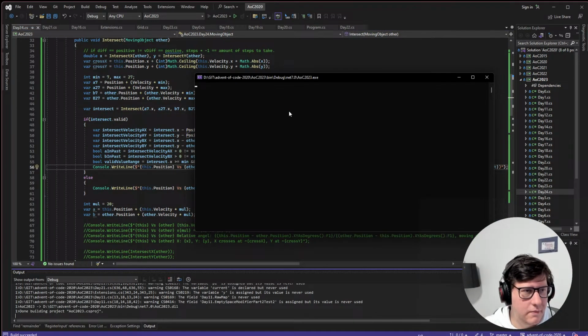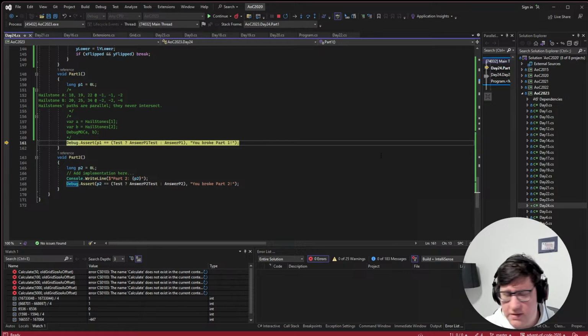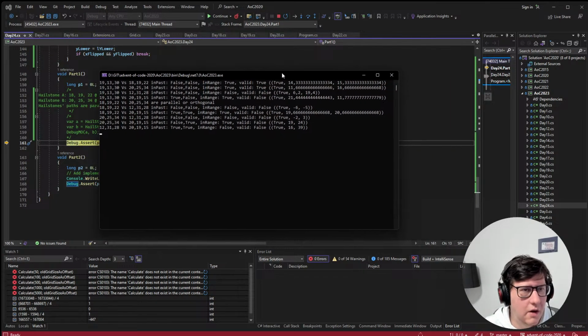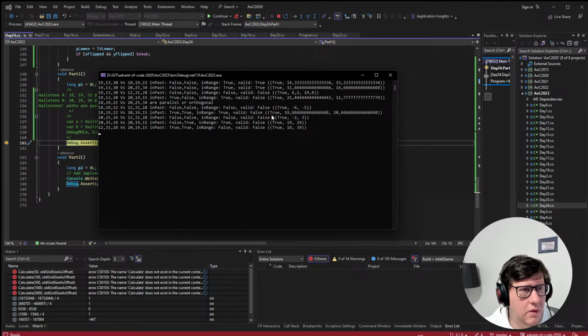Getting there. I would have never been able to do this myself, by the way. This is way out of my wheelhouse. Okay. So now we're getting somewhere. Whew.